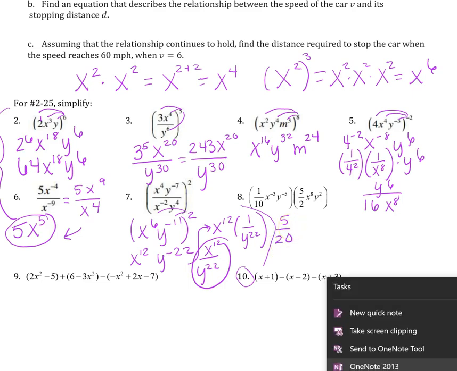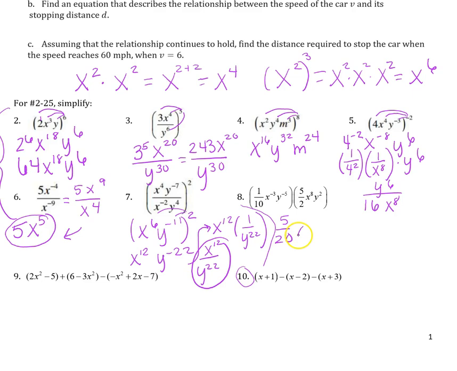I have x to the 8th and x to the negative 3. That gives me x to the 5th. And then I have y to the negative 5, y squared. Negative 5 plus 2 gives me negative 3. So all I did was add my exponents.